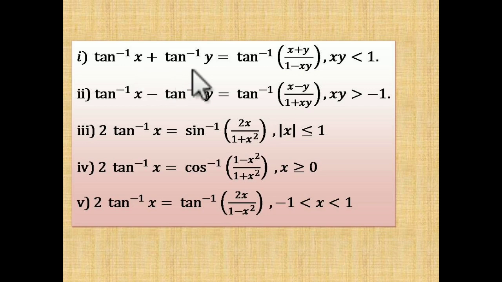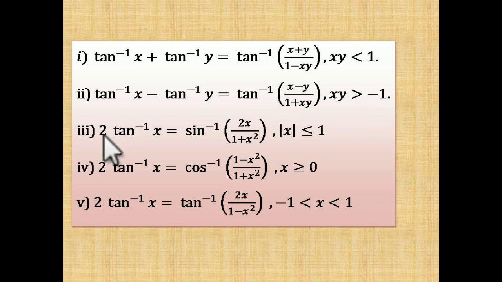Now the identity is tan inverse x plus tan inverse y equals tan inverse of (x plus y) upon (1 minus xy). In the same way, we have the second identity: tan inverse x minus tan inverse y equals tan inverse of (x minus y) upon (1 plus xy). Here the condition is xy should be greater than minus 1.